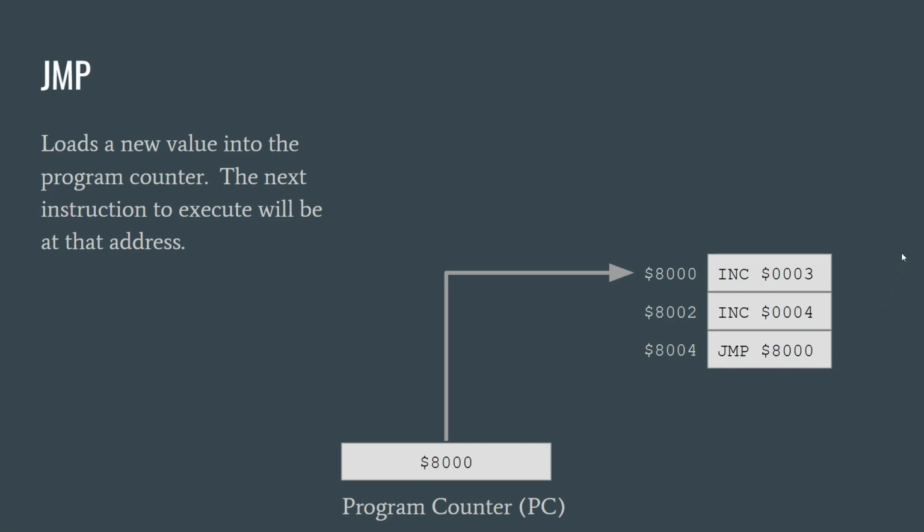So let's see what's going to happen here. First thing, the ALU is going to increment the RAM address of 3. Then it's going to increment the RAM address 4. And then it hits the jump instruction. And what the jump instruction is going to do is just load this value back into the PC counter. So we're going to load 8000 back into the PC. And so that 8000 becomes the next instruction that we execute.